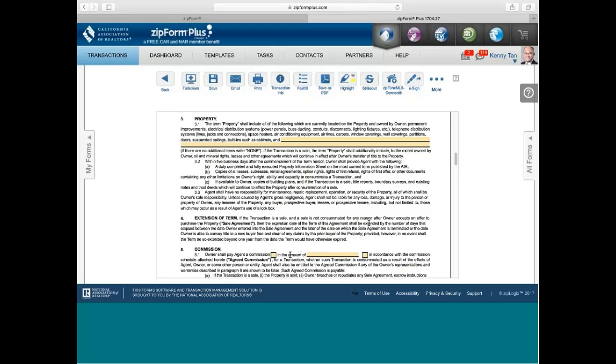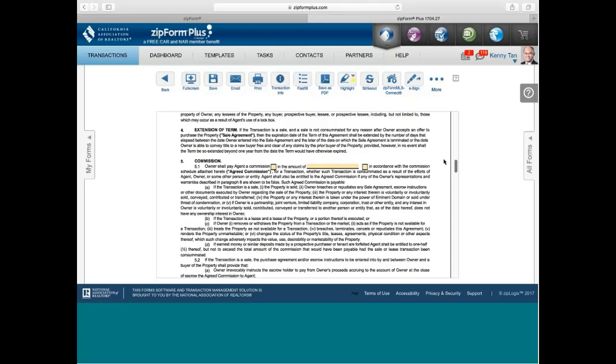Commission, usually we use the schedule, Exhibit A, that is attached to the listing agreement. I usually don't use this box. I use this box. And then we have some examples of schedule commission that you can use. Okay? And the rest of it is very similar to the CAR form, so I'm not going to spend time on it.